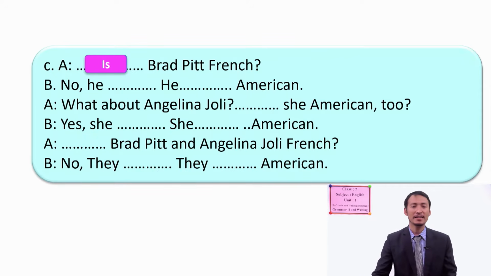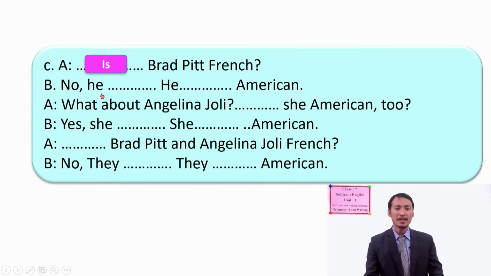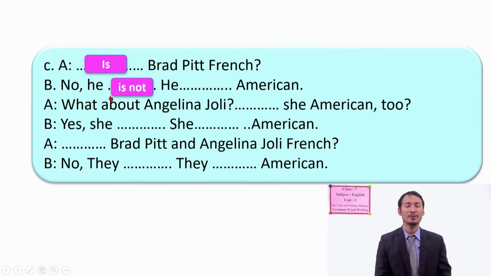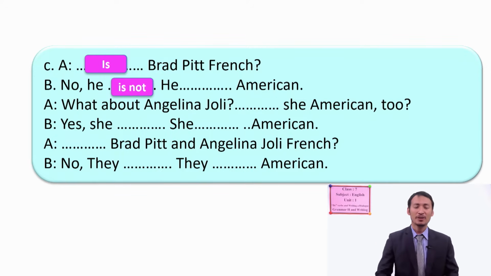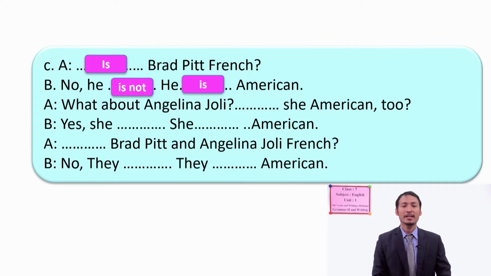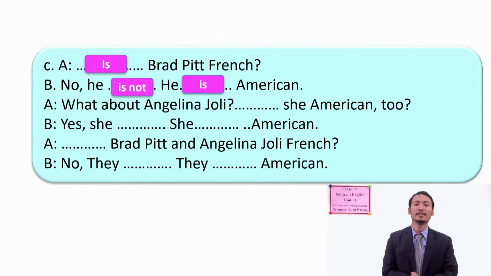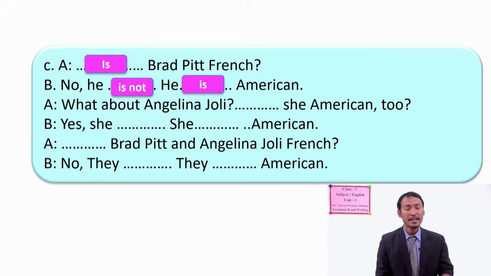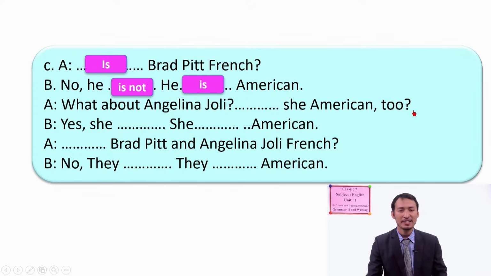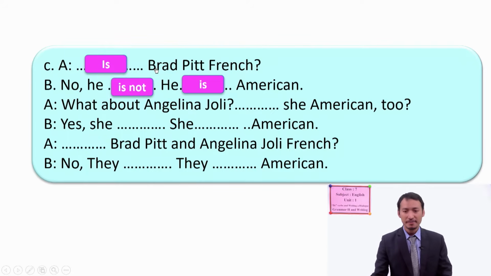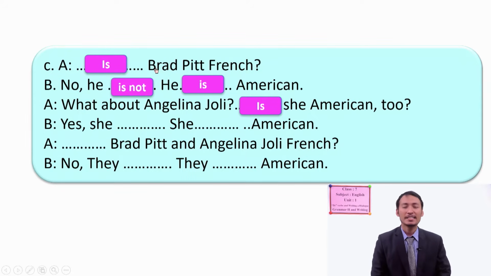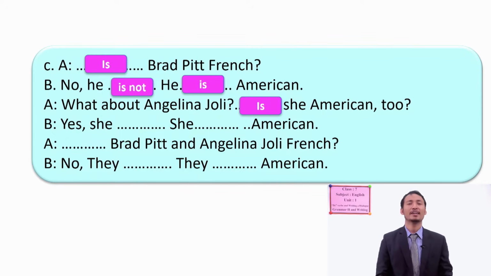Okay, students, so let's see here. The answer to this question can be, no, he is not, or he isn't in the contracted form. And another answer is, he is American. What about Angelina Jolie? So, we can say here again, making a question here. You can see the question mark. Can you see it? Yes. So, we have to now make it a question by adding the be verb first like this. Is she American too? Is she American too? Okay, this is how we can make a question.